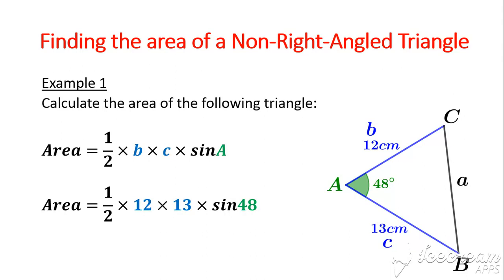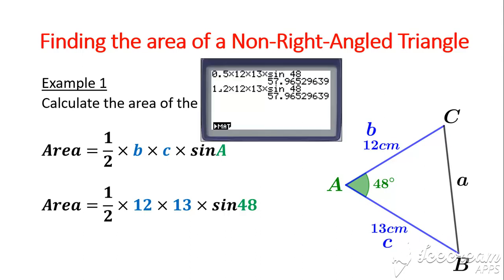So area is equal to half times 12 times 13 times sine of angle A, which is 48. Now I just said before, it doesn't really matter which way around you get b and c. If you went half times 12 times 13, it's the same as going half times 13 times 12. So it's not important which way around b and c are.